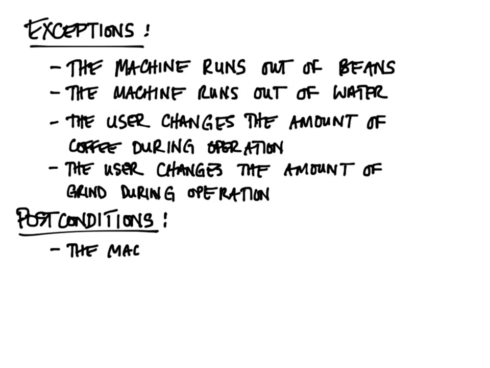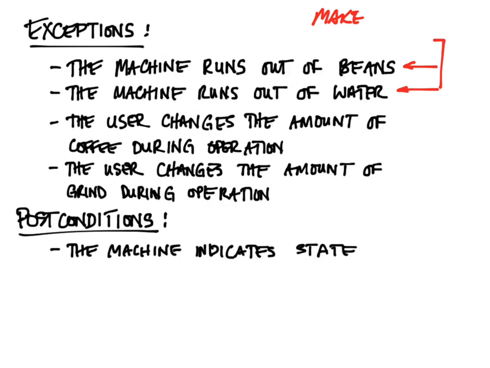We only have one post condition here, which is that the machine will indicate the current state at the end. So there are lots of states the machine could have. It could still be needing to warm up. It could be it needs to be cleaned, etc. So we're just going to leave it as a post condition that the machine will indicate its state.